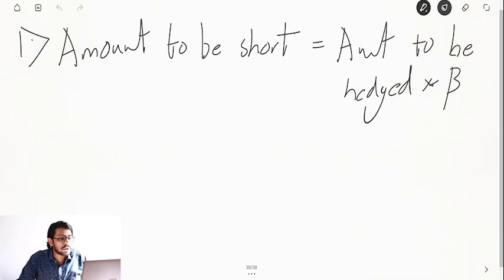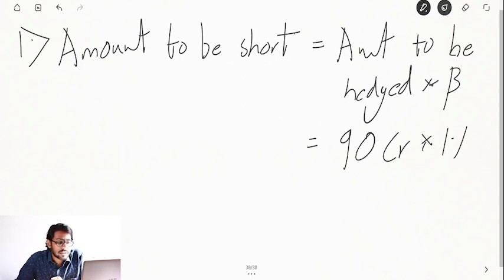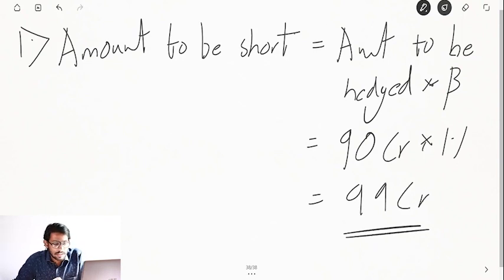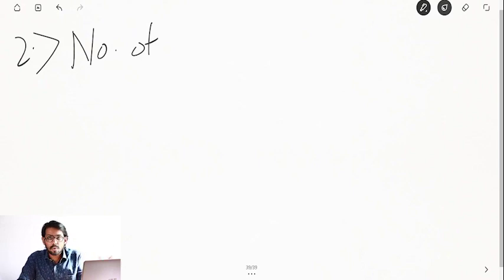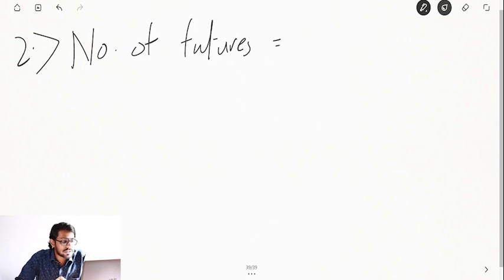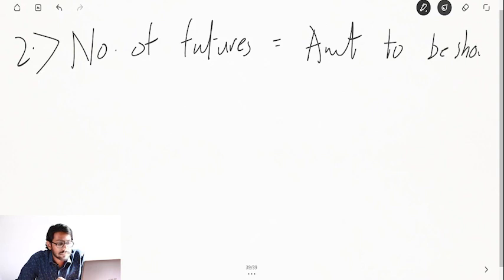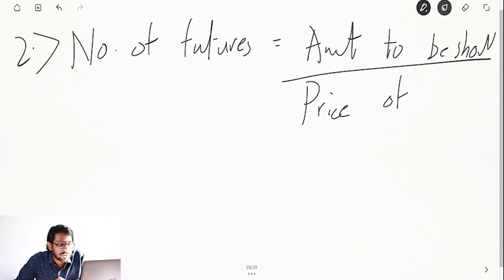Step 1, the amount to be short equals amount to be hedged into beta, which is 90 crore into 1.1. That is 99 crore. Step 1. Step 2, number of futures. Step 1, amount to be short. Step 2, number of futures. Number of futures equals amount to be short divided by price of futures.